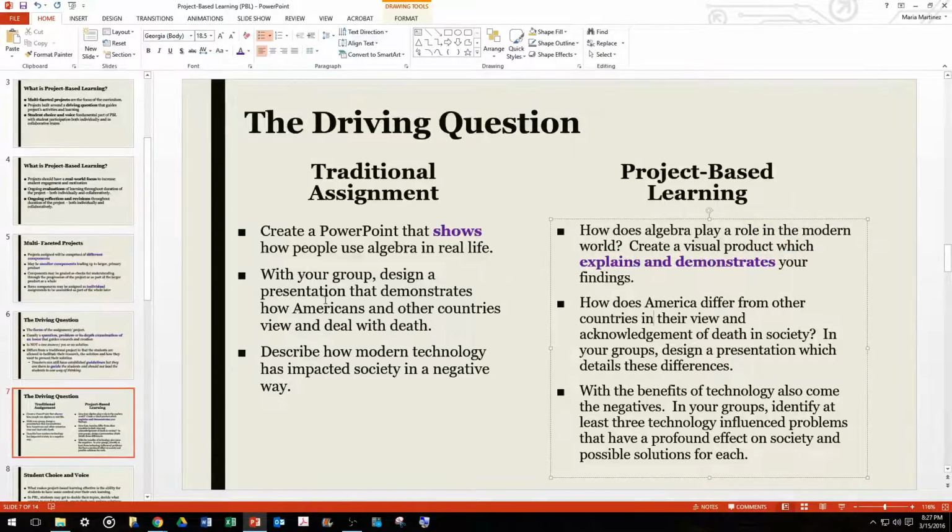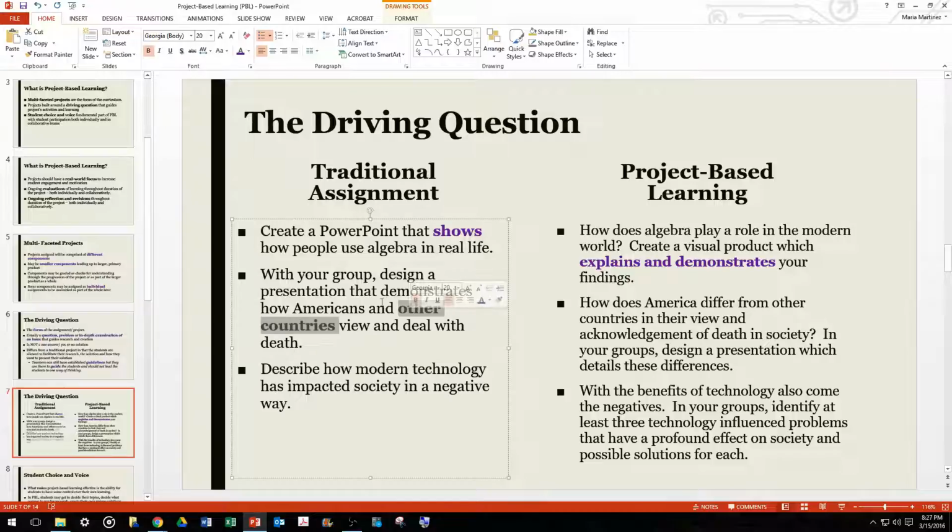The second one in the traditional assignment says, with your group, design a presentation that demonstrates how Americans and other countries view and deal with death. So again, we have group work. We have them designing their own presentation. So we're doing pretty good so far. Demonstrates how Americans and other countries view and deal with death. So we have a little bit more choice here. We're letting them pick their own country that they want to deal with. We are letting them create their own presentation. So we're getting pretty close to project-based learning here.